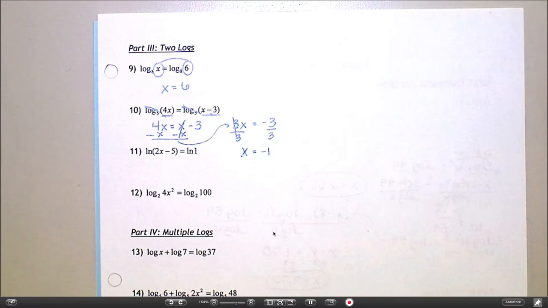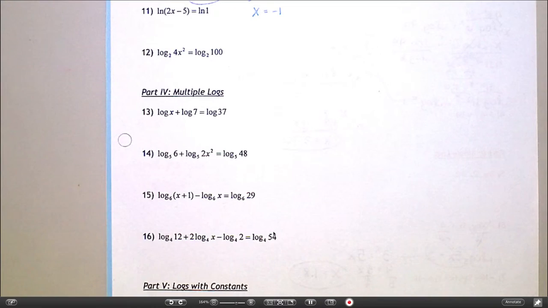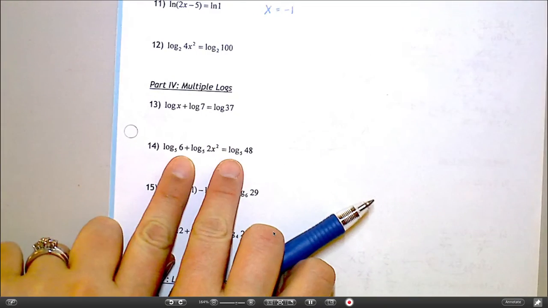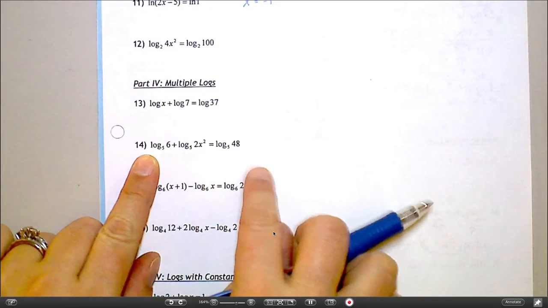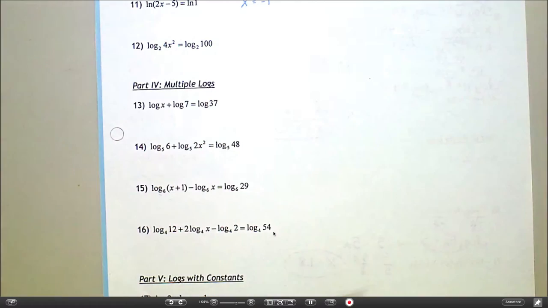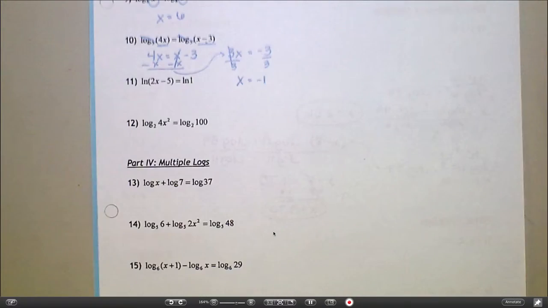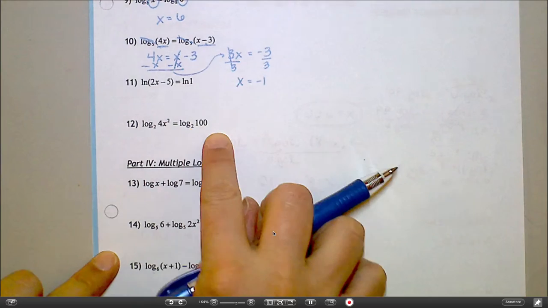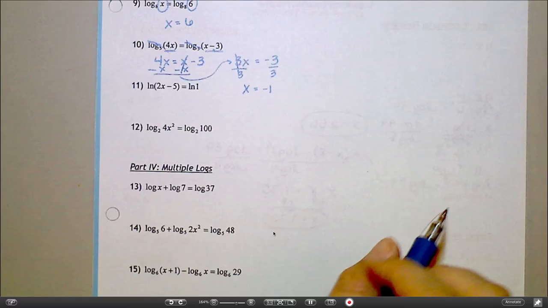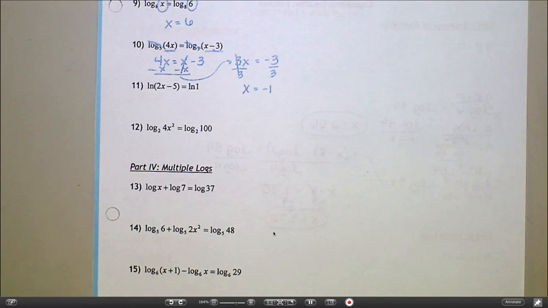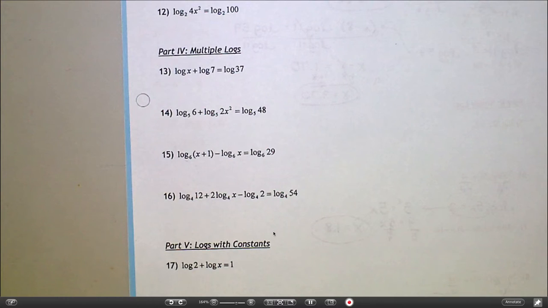This works if the two logs are exactly the same, and that's the only thing you have. If you look down at this next section, see how there's 3 logs in a problem? You can't just drop all of those. We're going to talk about what to do with those in a second. But if it's really straightforward, like log of this equals log of that, and the bases are the same, then you just drop the logs and solve the equation. So let's talk about this next section, 13 through 16.